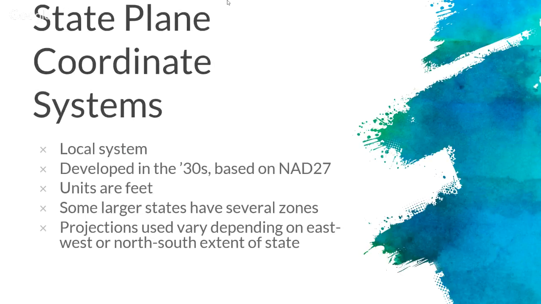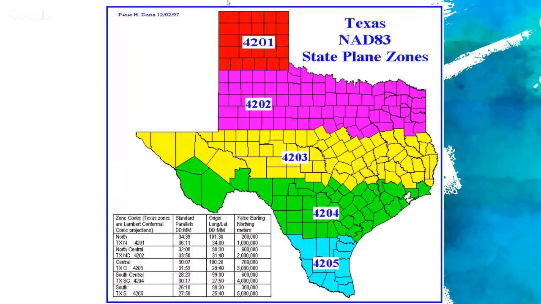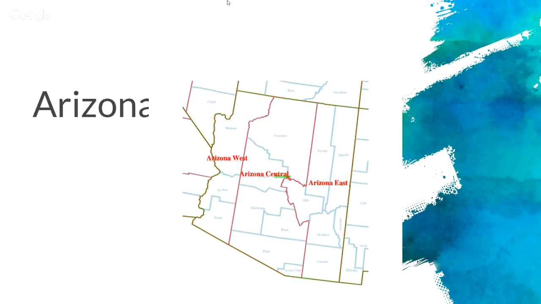State plane, which is a local system if you're in the States, uses feet, very much like UTM, only it has state-specific zones. Ugh, I cannot say that word today. So if you look at Texas, Texas has 5 zones for their state plane. In Arizona, we have 3.